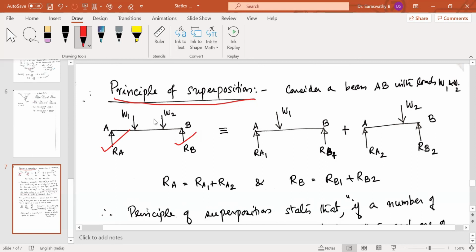Instead of considering all these forces together, what I am going to do now is split it. I am applying the first force, W1. There will be some amount of reactions in the two supports, RA1 and RB1. Then I am applying the second force, W2. Due to that, it will have some other effect, RA2 and RB2. So the total reaction RA will be equal to RA1 plus RA2, and RB will be RB1 plus RB2.